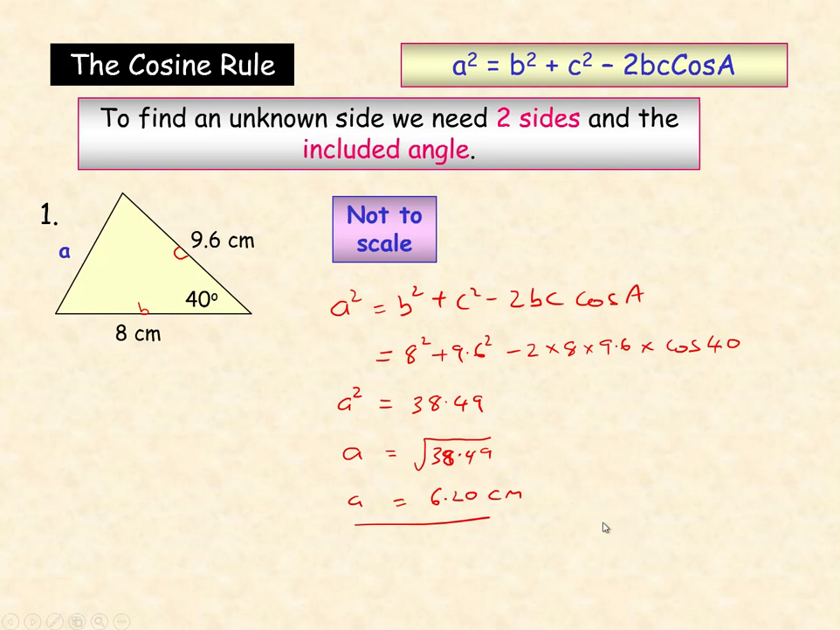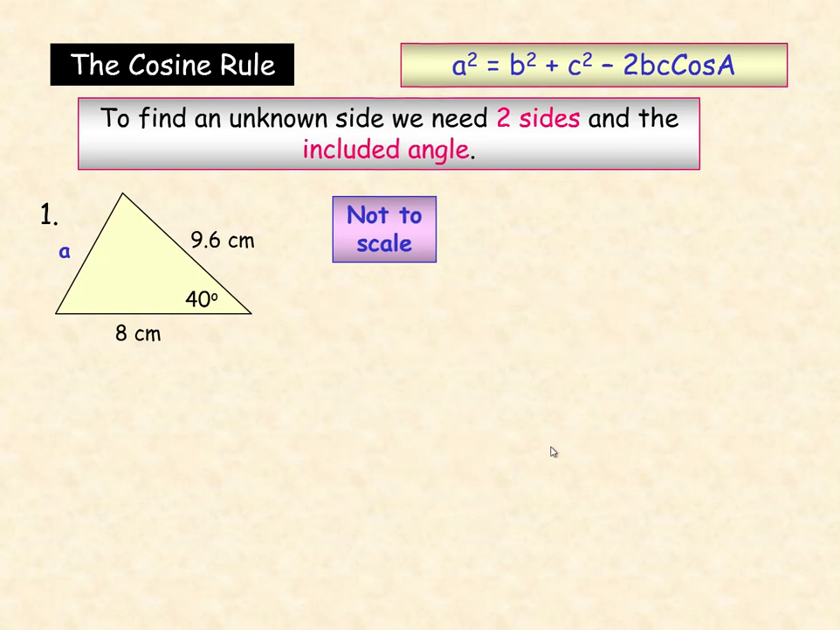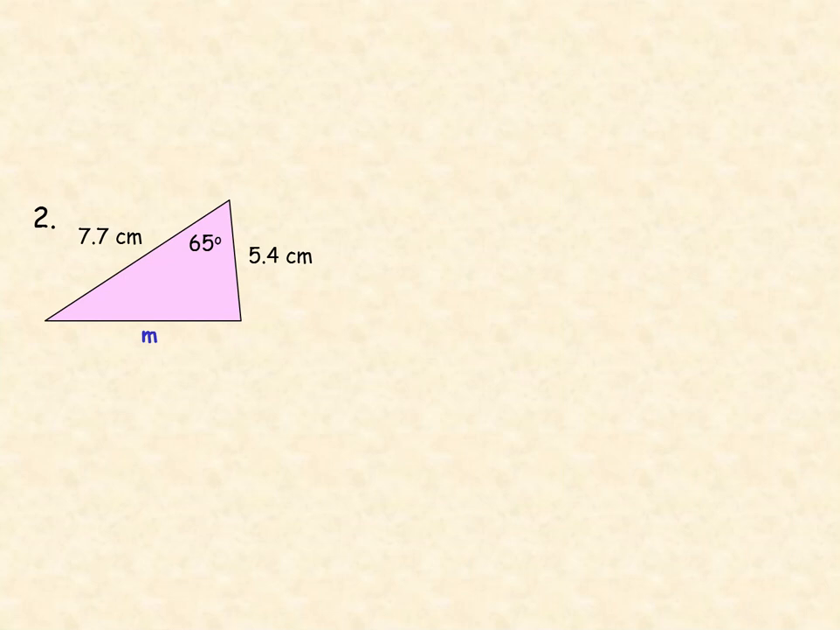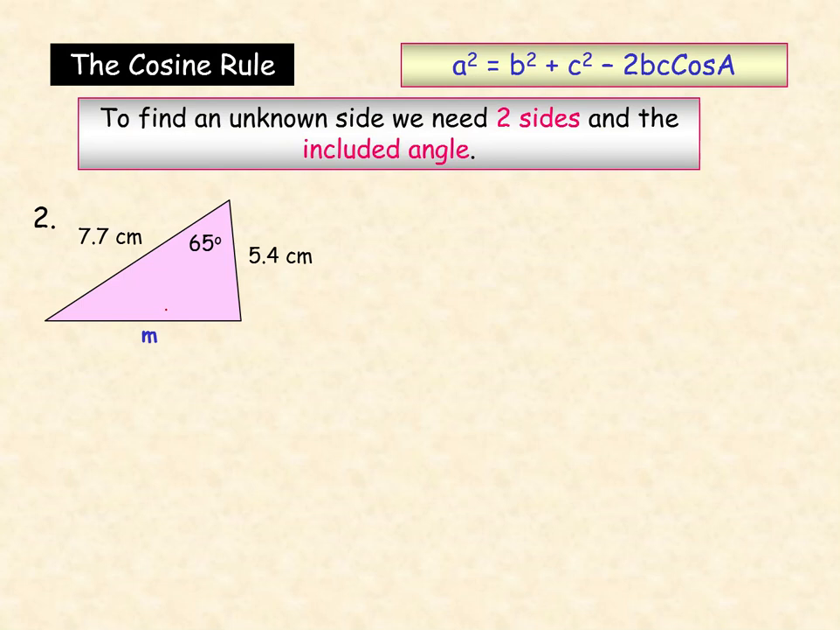Okay, so we move on to our next example. Question 2. This time we want to find M. We're given one side is 7.7, the other side is 5.4. So as before, I can relabel these. I can call this side my A, call this side B, and call this side C. And that's my angle opposite A, so that's angle A there. That's opposite B, so that's big B there. And then opposite small c is the big C there.